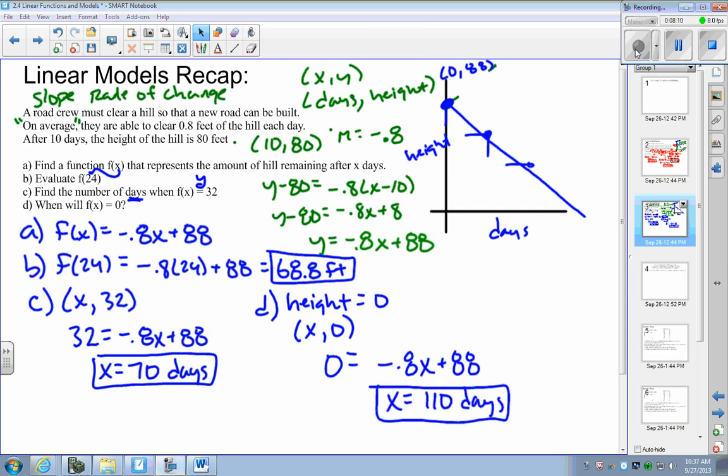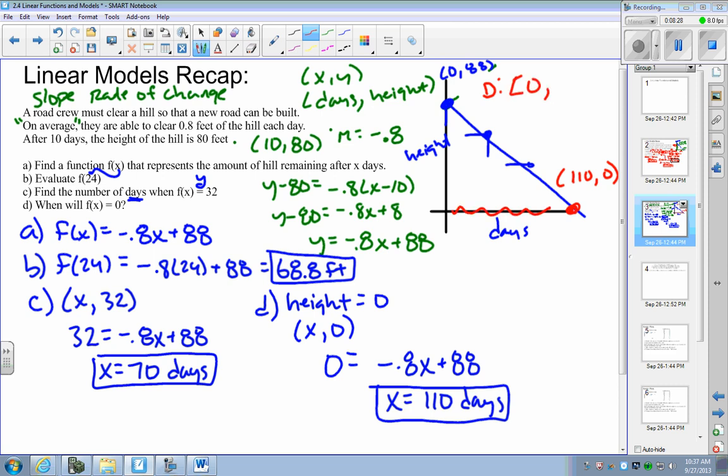Now that we have all that information, we get some points on our graph. So we know the height at day 110 is going to be 0. We know our y-intercept. We could do domain and range just for extra practice. So domain's all your x values. We can't have anything less than 0 days. It ends at 110 days.